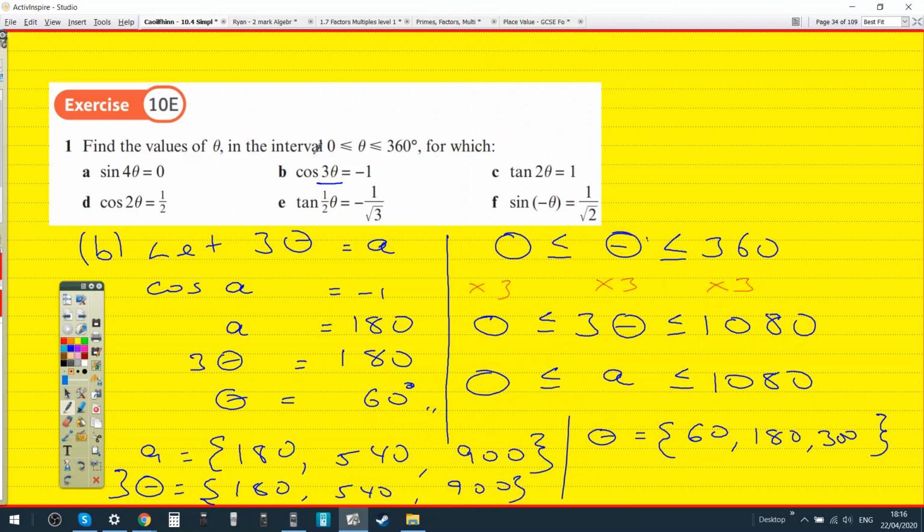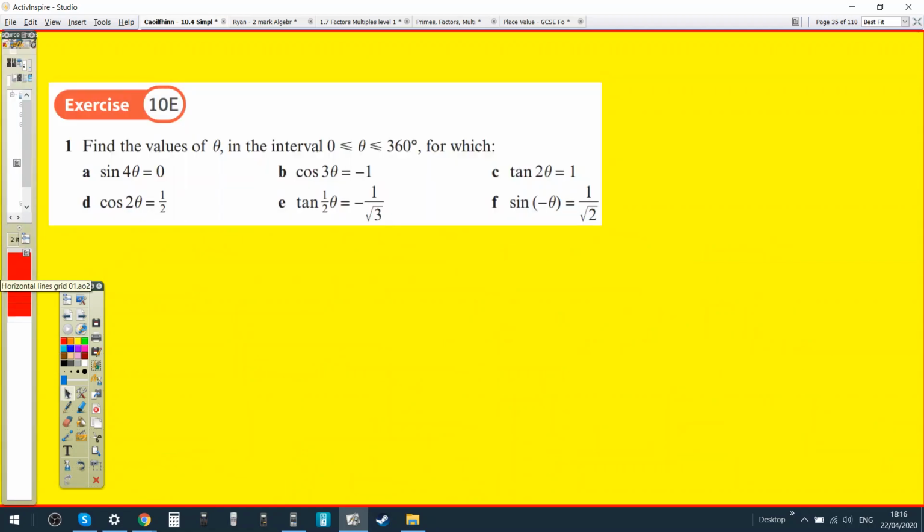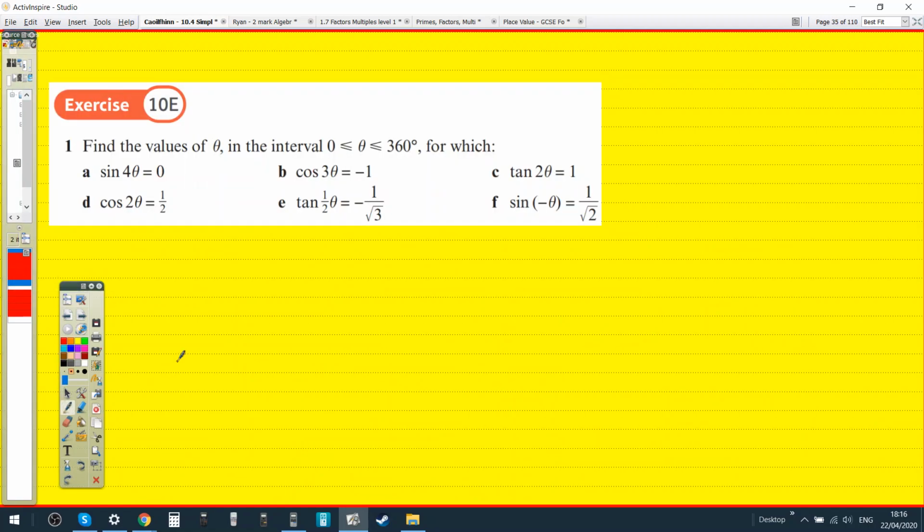So the only extra step there was they give us a range of theta, and we just have to change that into what it is in the question. In this case, it was 3 theta. And so there are just additional answers because it gets squashed down. So let us try question D. Let you try.